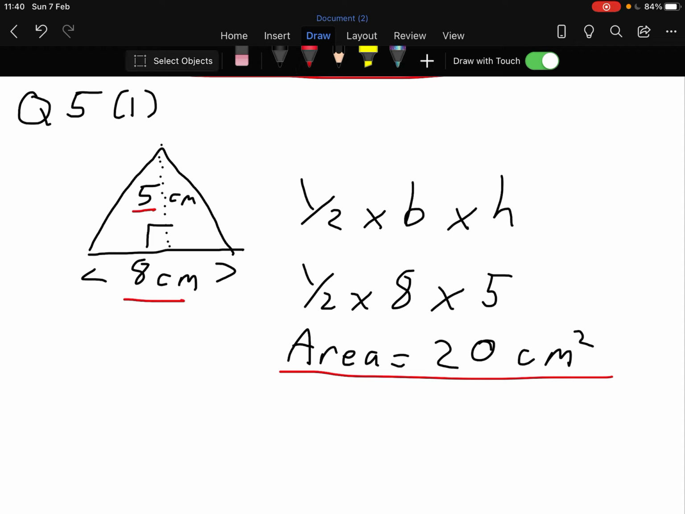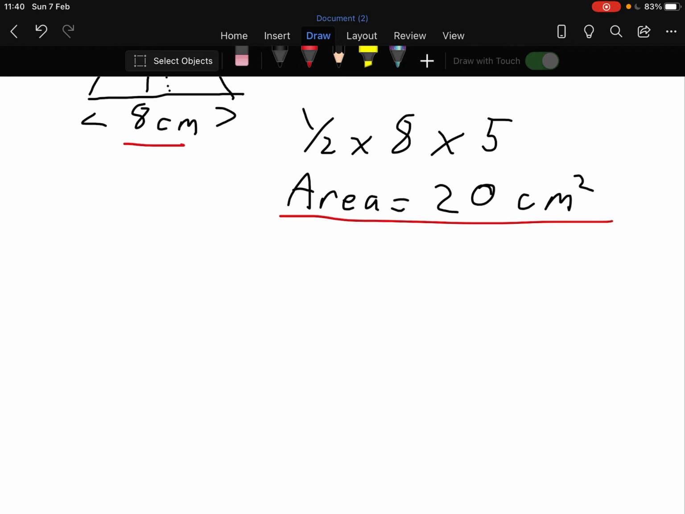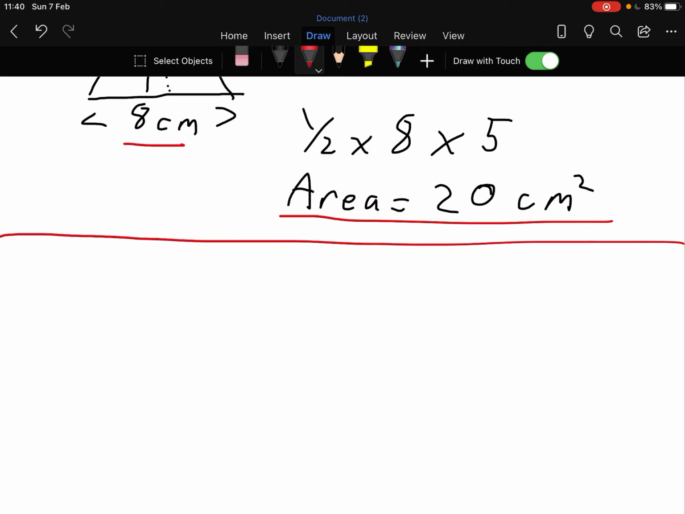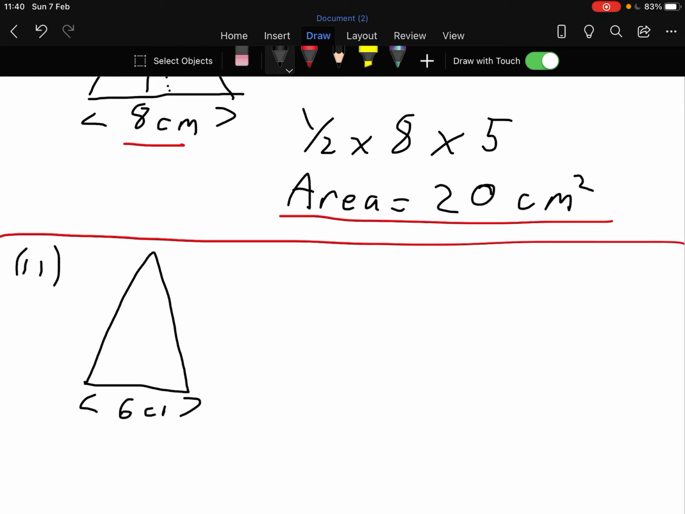Okay, so I'll put up the second question, and then you can have a go and see how you get on. So the question is, here's our triangle for part 2. It's long and thin, 6 centimeters at the base, and then we come straight down here. Hang on a minute, no, let me rub that out. I'll redraw that triangle.